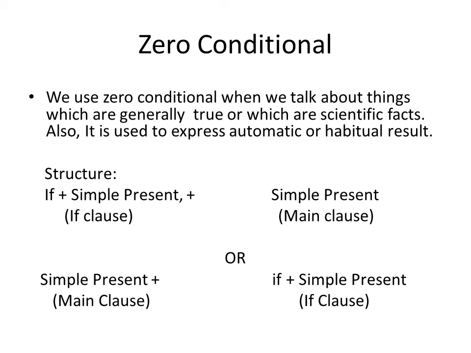Zero conditional. We use zero conditional when we talk about things which are generally true or which are scientific facts. Also, it is used to express automatic or habitual result. Let's see the structure of zero conditional.